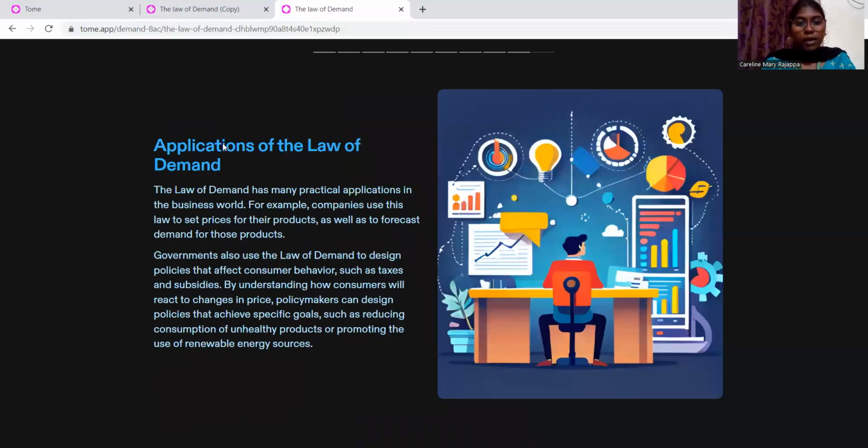The applications of demand are very vast. It has many practical applications in the business world. Government also uses the law of demand to design policies that affect consumer behavior, such as taxes and subsidies. By understanding how consumers will react to changes in price, policymakers can design policies to achieve particular goals, such as reducing consumption of unhealthy products or promoting the use of renewable energy resources.